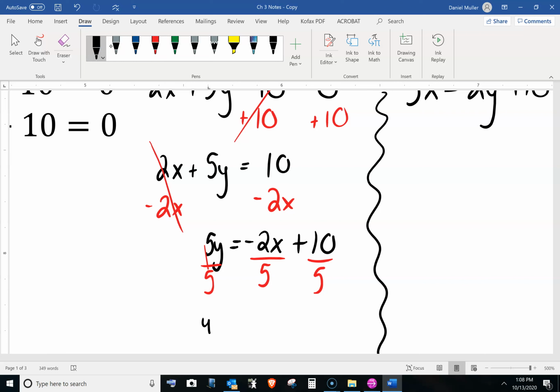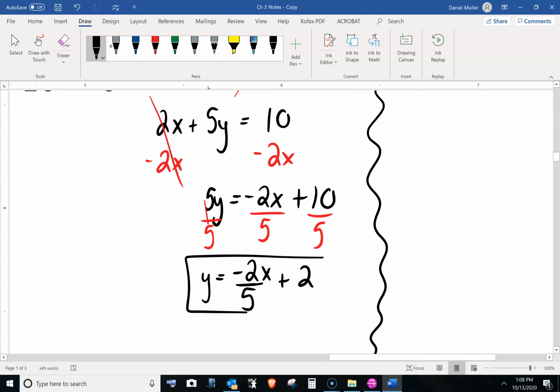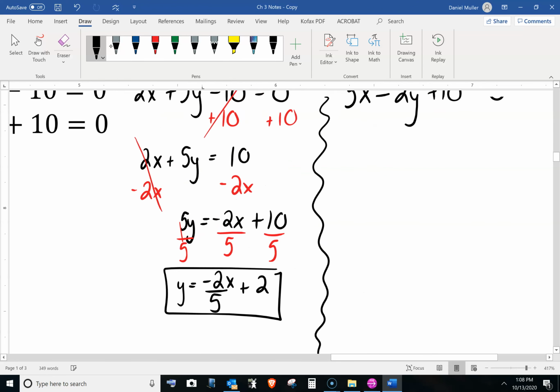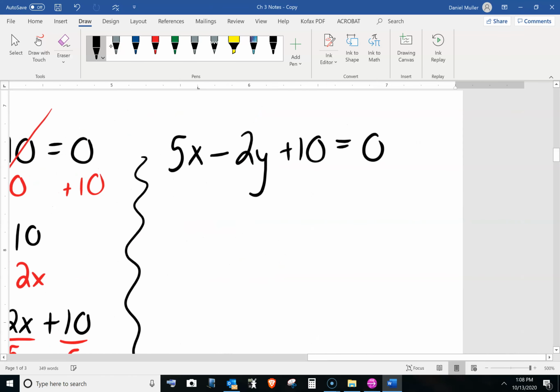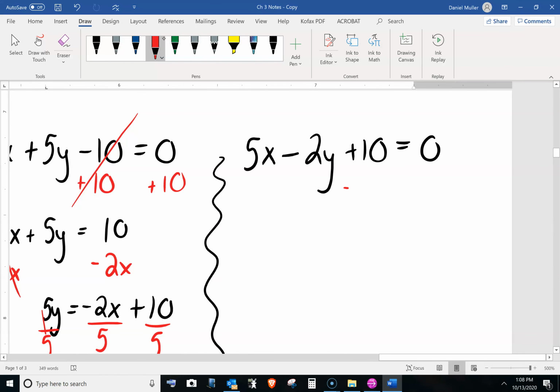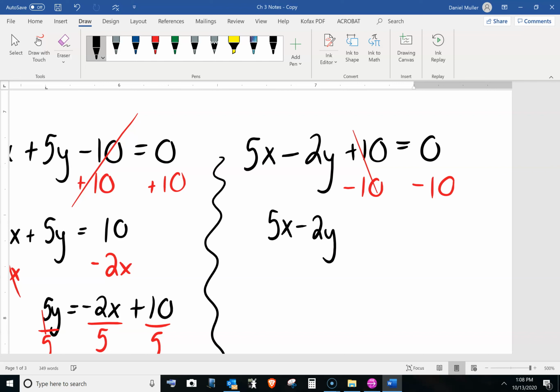So I have y equals negative 2x over 5. Now 10 over 5 is 2. Beautiful. Okay, let's try the second side over here. I'll do the same thing. I'll move over just the number first. So I have 5x minus 2y equals 0 minus 10, which is going to be a negative 10.